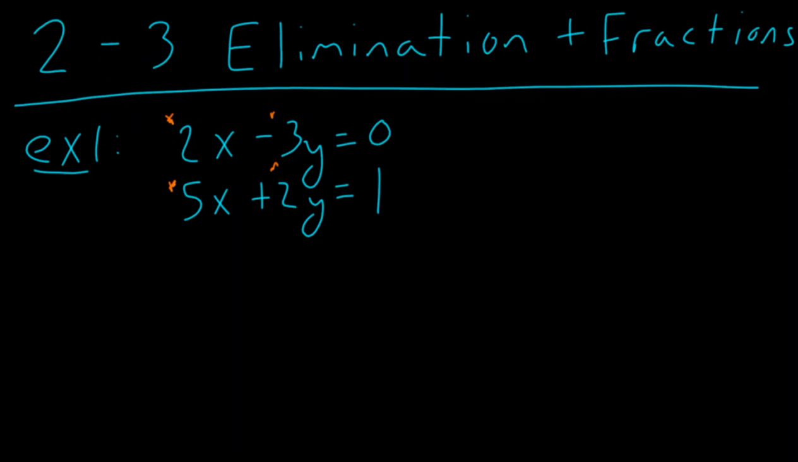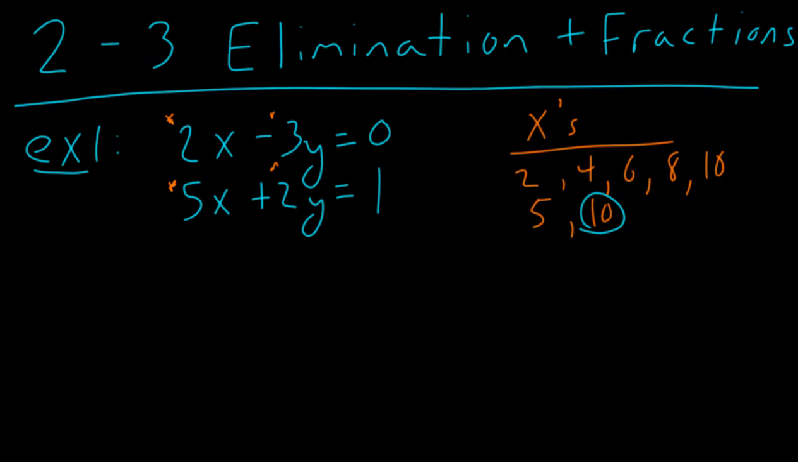So what are we going to do? Well, you get your choice. You get to pick x or y, and I am going to pick my x's. And my x's are 2 and 5, and I'm going to find the LCM of 2 and 5. So we have 2, 4, 6, 8, 10, and 5, 10. And there's no real need to go any further because I found my LCM. My LCM of 5 and 2 is 10.